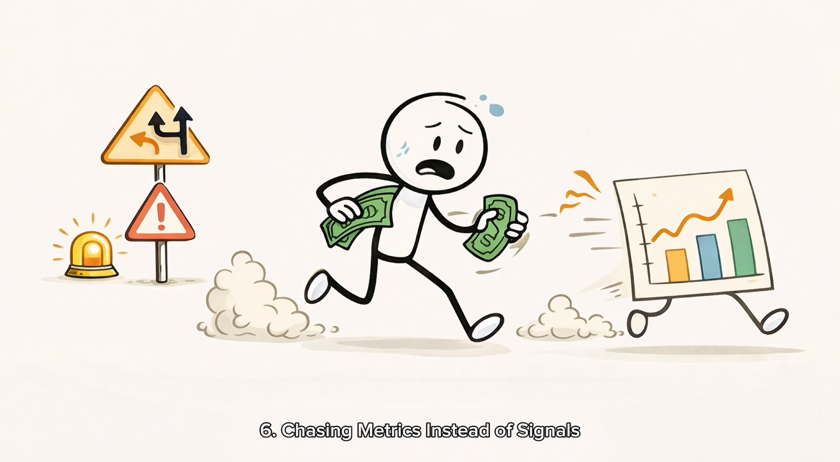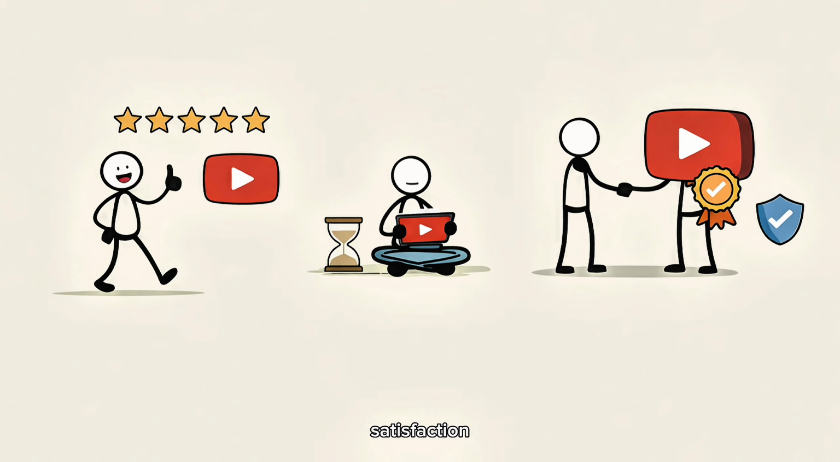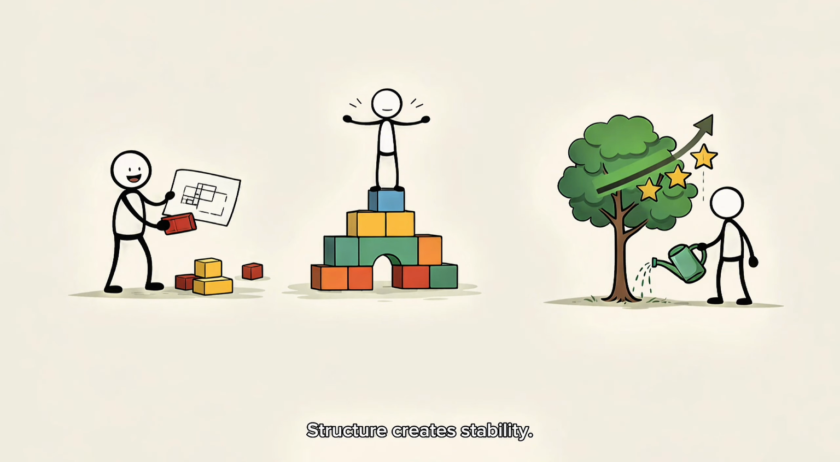Six: chasing metrics instead of signals. Subscribers, likes, and views are outcomes. YouTube optimizes for satisfaction, session time, and viewer trust. Focusing on metrics instead of structure leads to reactive decisions. Structure creates stability. Stability enables growth.